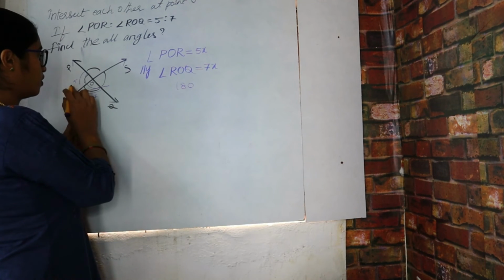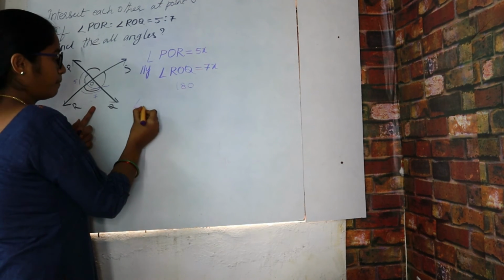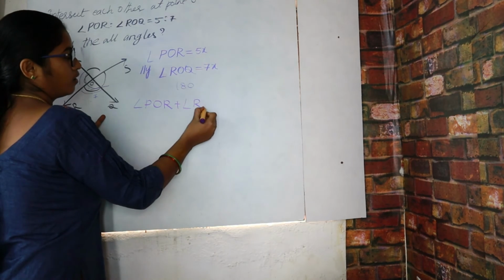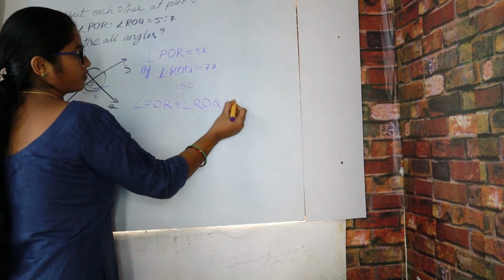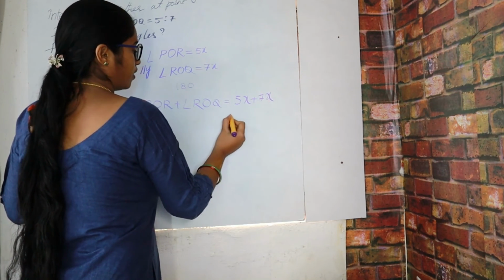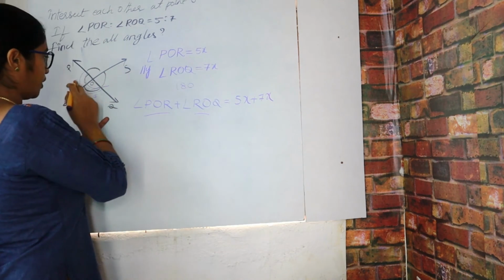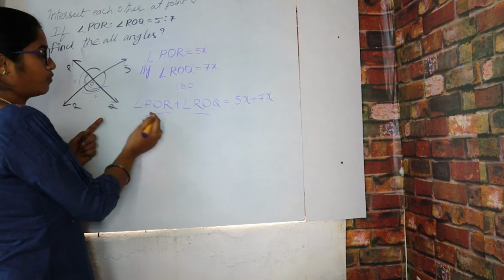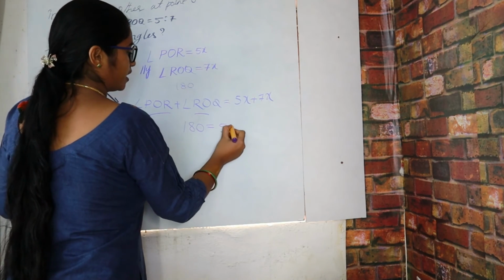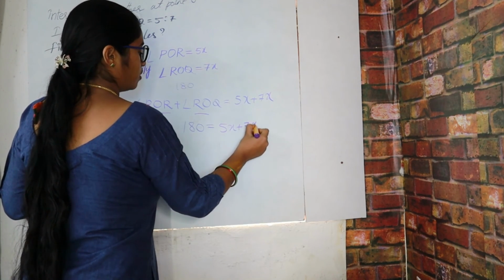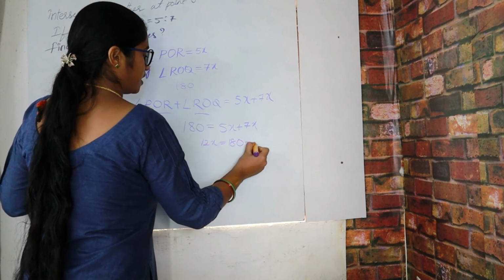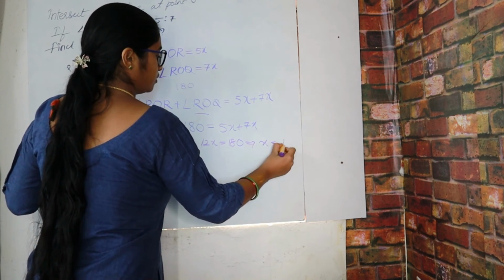So angle POR plus angle ROQ equals 5x plus 7x. You already know that angle POR plus angle ROQ equals 180 degrees. So 180 equals 5x plus 7x, so it is 12x equals 180. Then the x value equals 15.